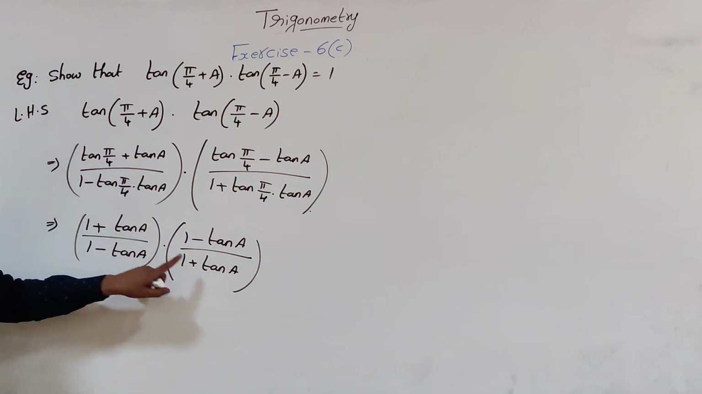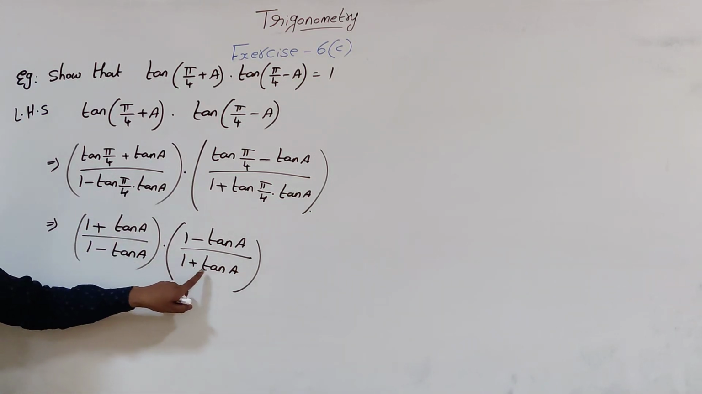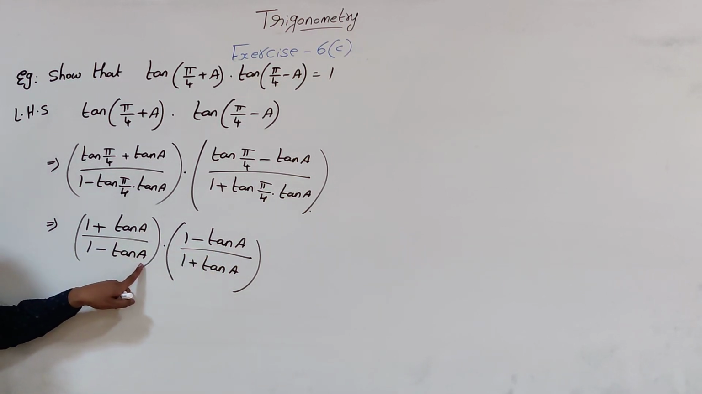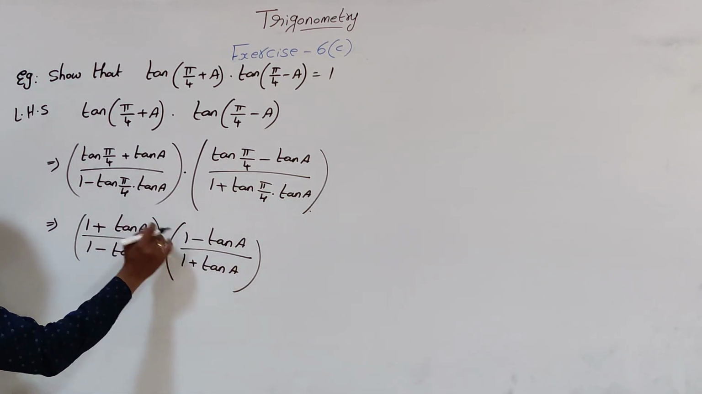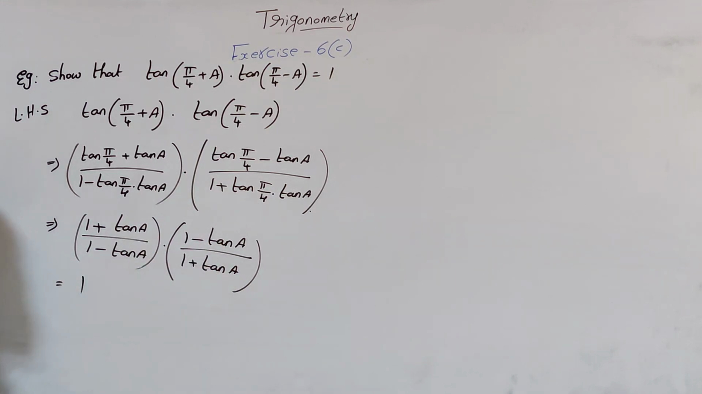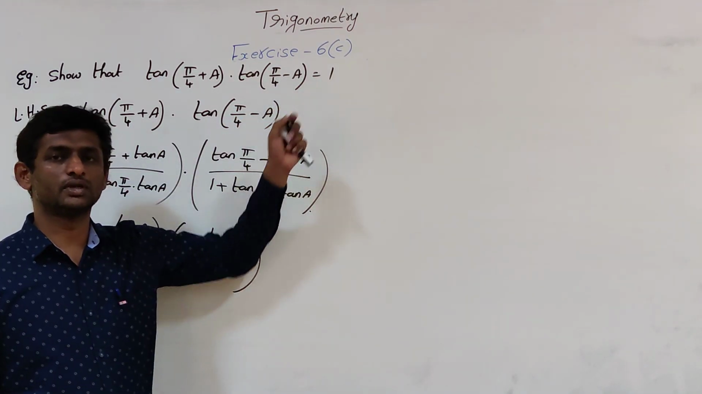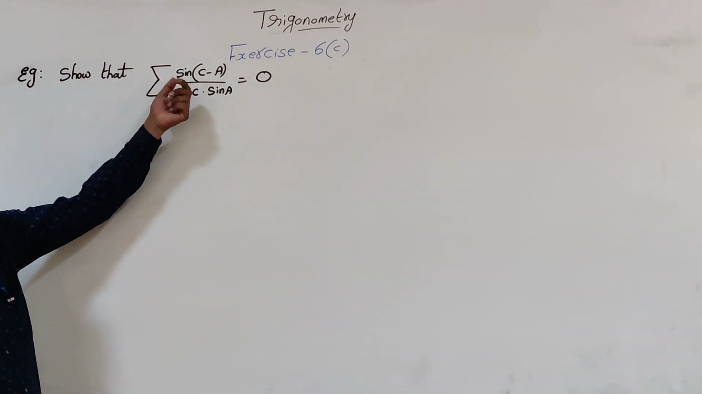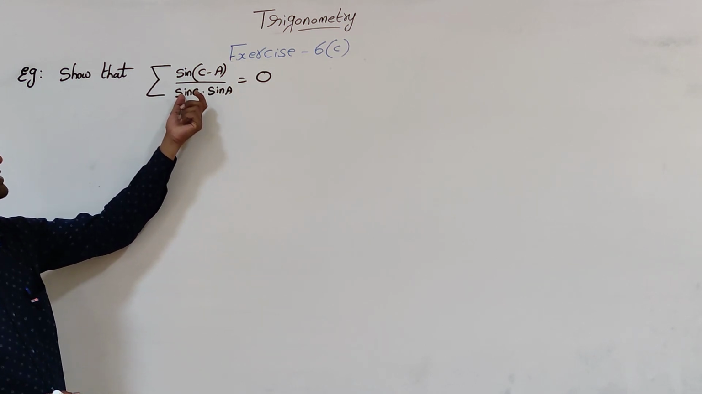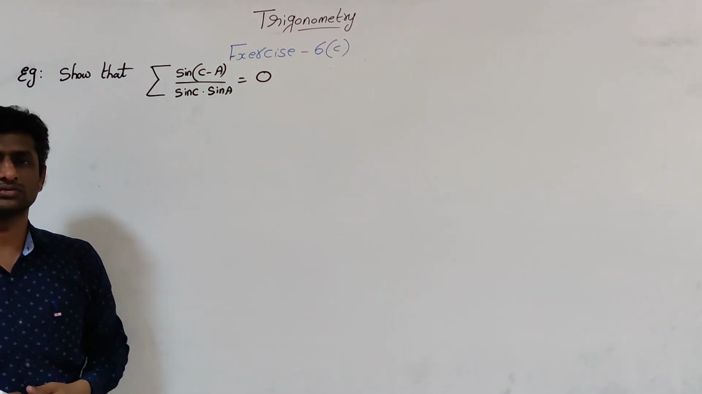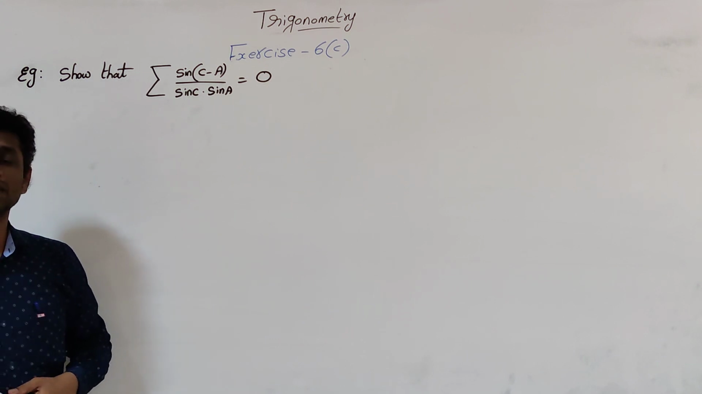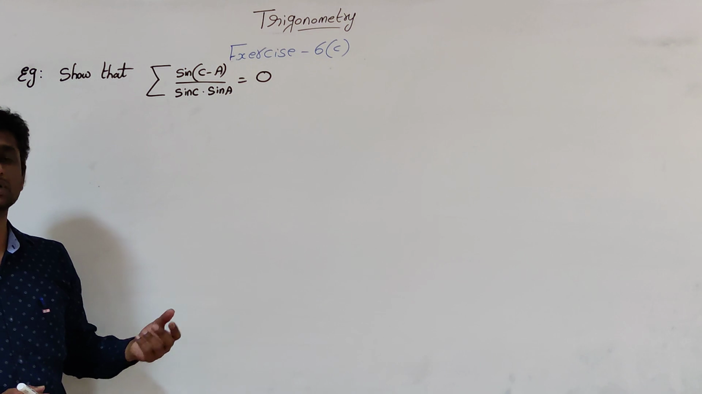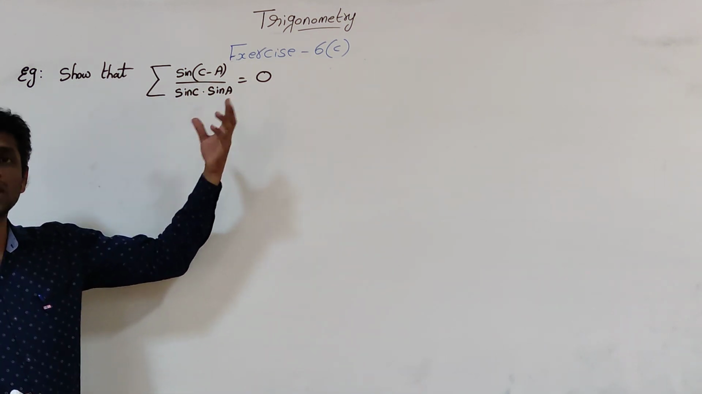So if you observe the numerator and denominator, 1 plus tan a is here, 1 plus tan a is in the denominator, 1 minus tan a is in the numerator, 1 minus tan a is also in the denominator. So all these values will get cancelled, and you will get 1. That is the RHS. Next problem. Show that sigma sine of c minus a by sine c into sine a is 0. Sigma means it is a summation of terms. How many terms? 3 terms, as A, B, C are in a triangle.